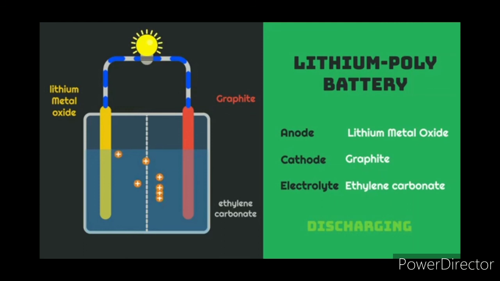So while we are recharging the battery, the same process is reversed. That is, the ions travel from the graphite to the anode, which is lithium metal oxide.